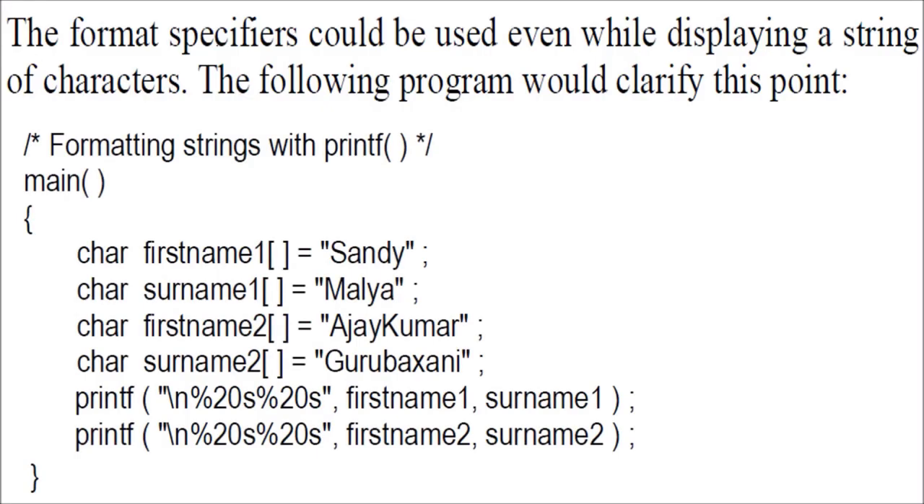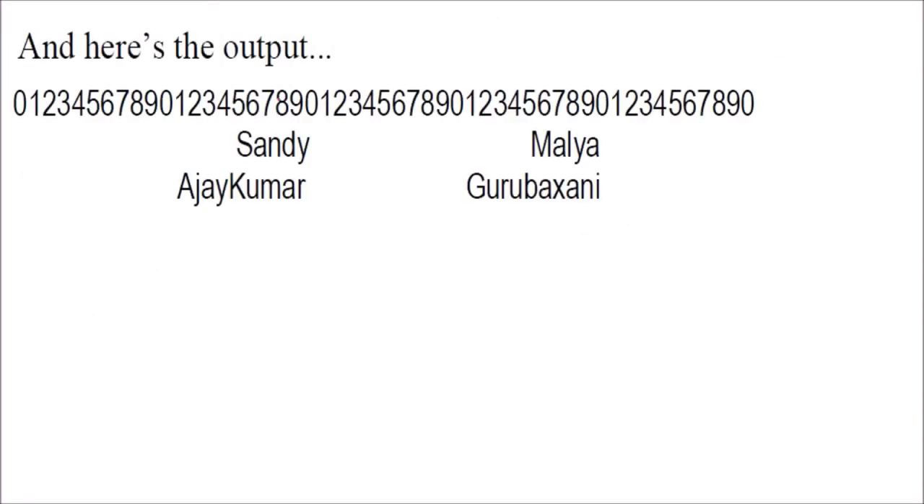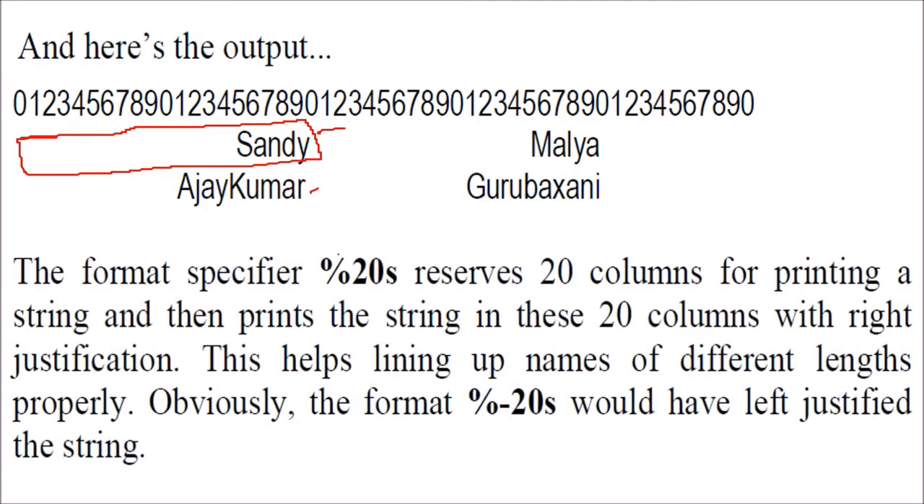So this format specifier can even be used for displaying a string of characters. Let us see that. We have some characters here, and these are some names. Now you want this to be printed as %20s. So you have given a block size, and the block count is 20. When you see the result, from here to this point is 10, then from this point to this point is 20. So these are all right justified. This %20s has reserved 20 columns and in these 20 columns they are right justified.